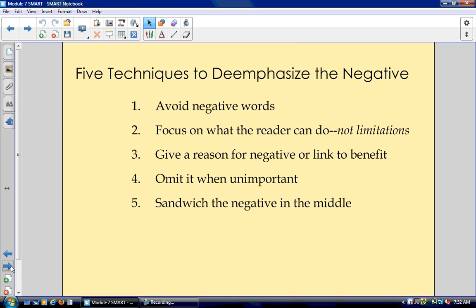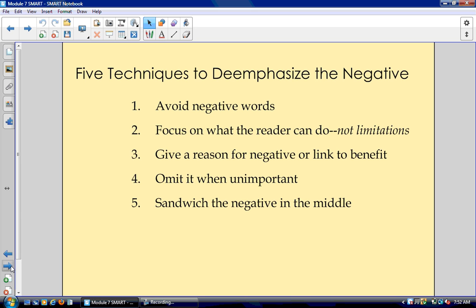Five techniques to de-emphasize the negative. Again, some of these are really just reinforcement from Module 11, but we want to avoid negative words, and we'll talk some more about what kinds of words can really draw negative attention to a message. We want to focus on what the reader can do and not on their limitations. Again, Module 11 talks about psychological reactance and the ways that people can feel if their freedom is limited, they're much more inclined to try to resist or object to a message.